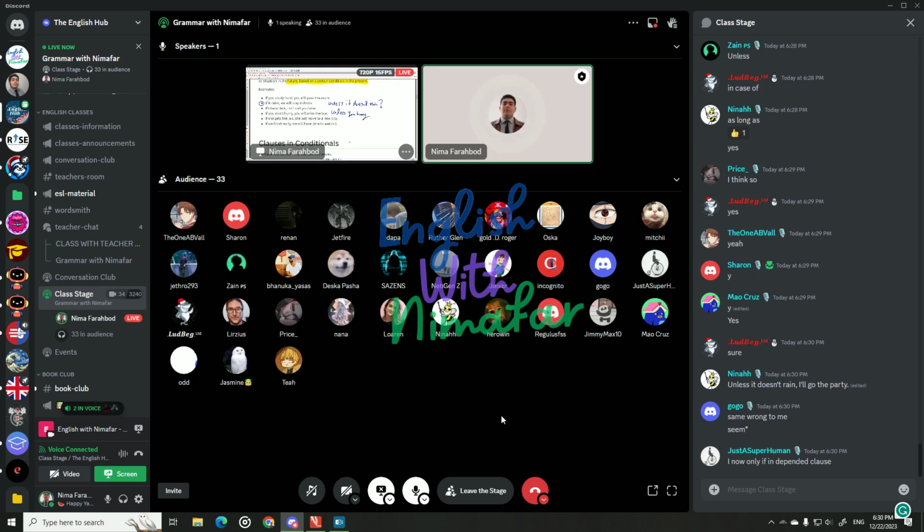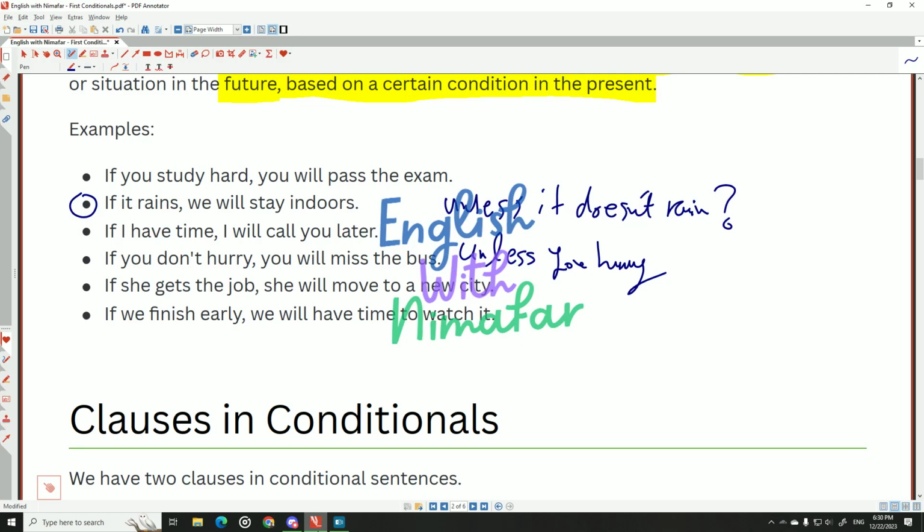But let me tell you guys. The first sentence I wrote, let me circle. Unless you hurry, this is okay. But unless it doesn't rain, that's wrong. Why? Because whenever you use unless, it has to be positive. That's the point, advanced point. Unless, it should be positive.